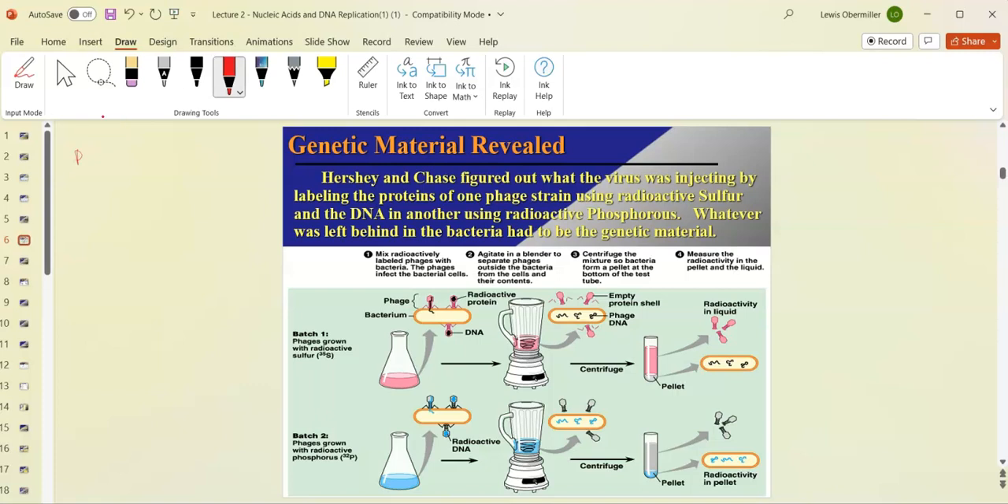Just call it a bacteriophage. It's fine. So they took the phages and they grew them up in bacteria, right? So they were able to infect the bacteria, and they grew them up in two different radioactive substances.